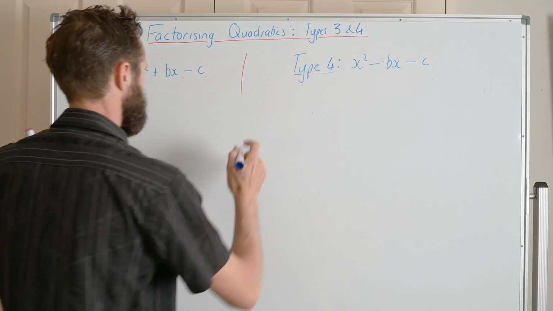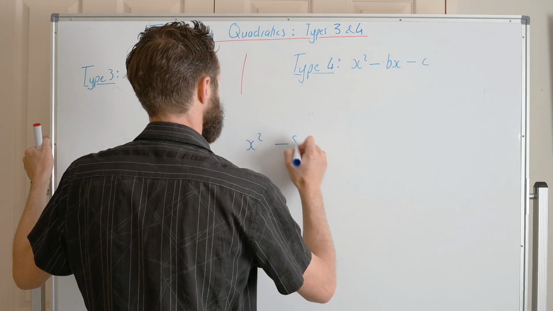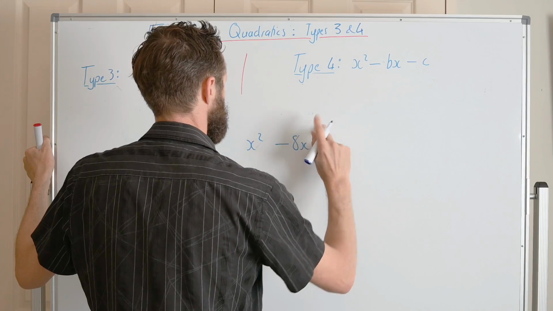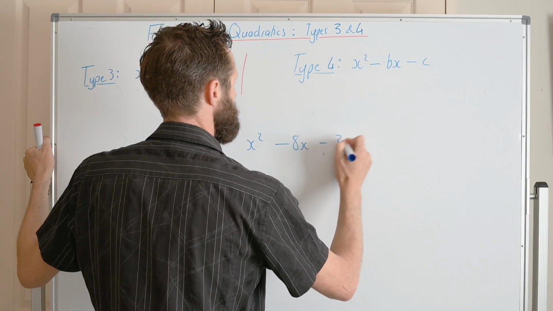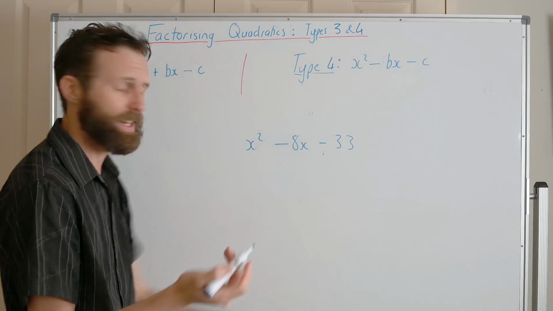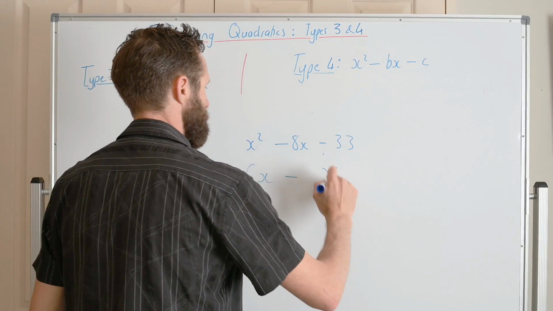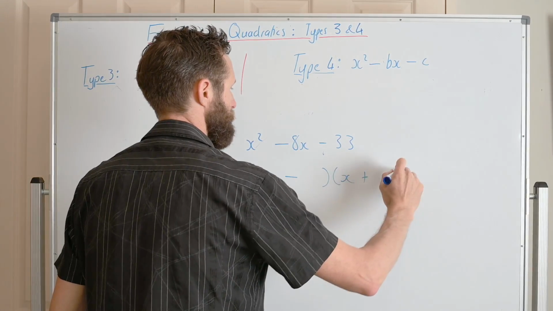Let's say we've got something like this: x squared minus 8x minus 33. Because we've got a negative at the end, it's a minus c, which means that we're going to have mixed signs. One of the brackets will have a negative and one of the brackets will have a positive.